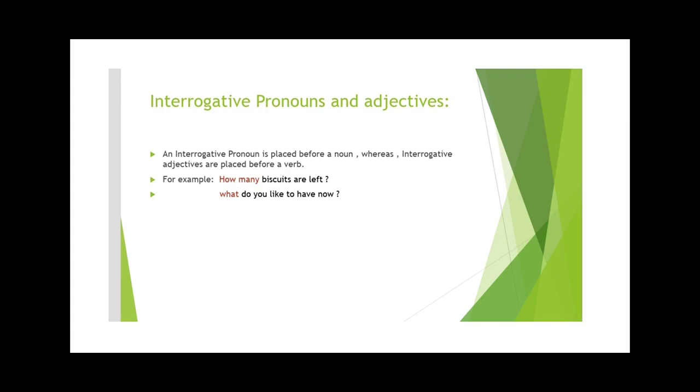Now the interrogative pronouns and adjectives. What is the difference between these? An interrogative pronoun is placed before a noun, whereas the interrogative adjectives are placed before a verb. For example, how many biscuits are left? What do you like to have now?